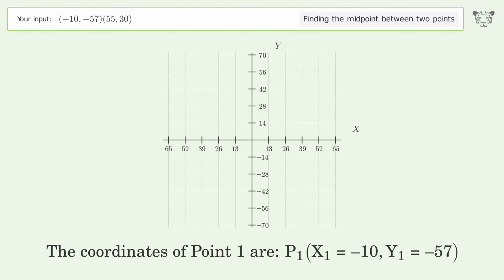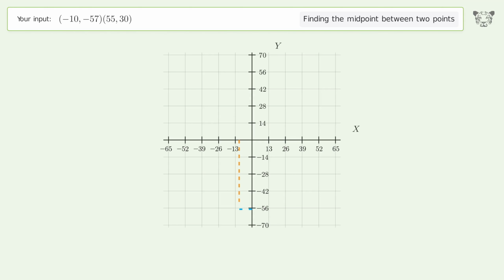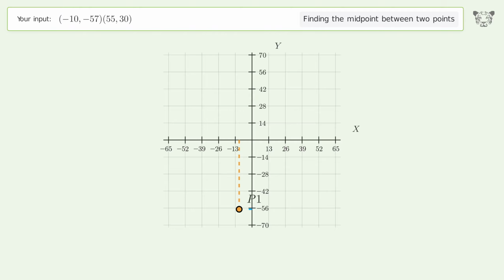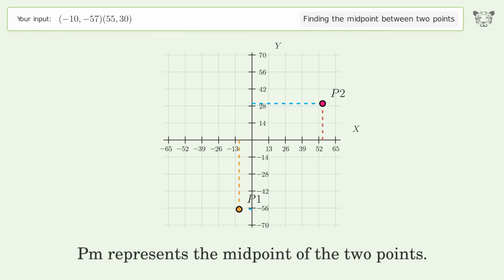The coordinates of point 1 are x1 equals negative 10, y1 equals negative 57. The coordinates of point 2 are x2 equals 55, y2 equals 30. PM represents the midpoint of the 2 points.